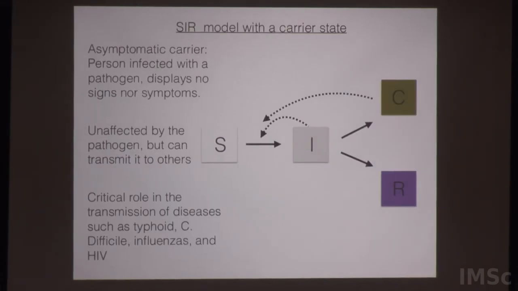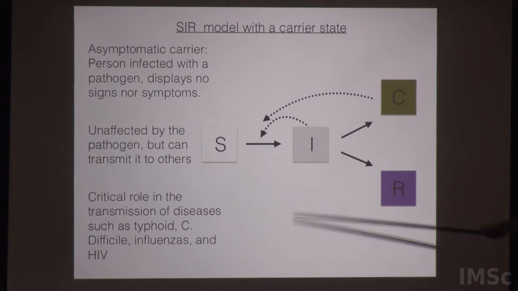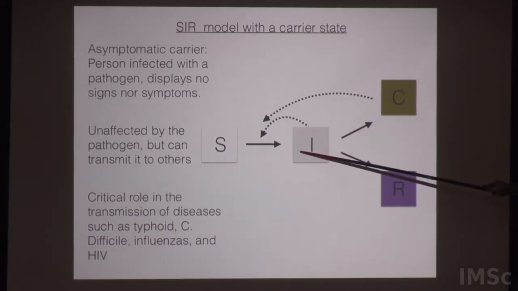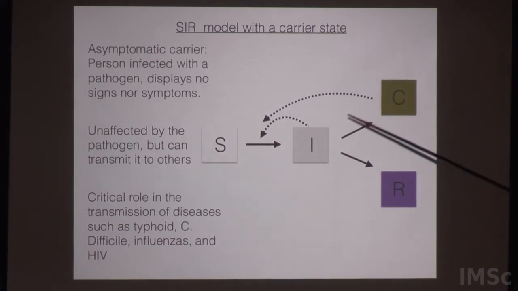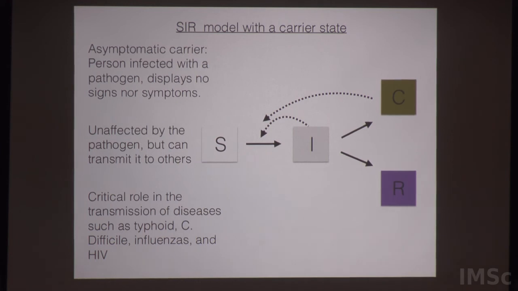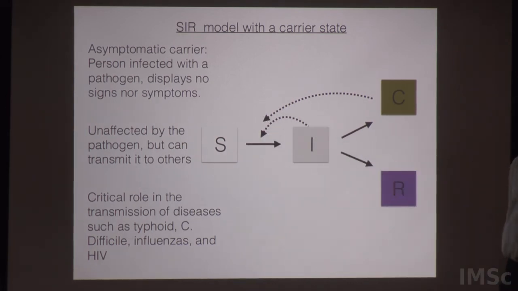Let's talk a little bit about carrier states. The carrier state is one in which you can go from susceptible to infected, but infected can move either to become a carrier of infection or you can recover from that infection. A carrier of the infection is someone who remains infected but should be in a different compartment because they are not showing any symptoms or signs of being infected. So they are unaffected by the pathogen but can transmit it to others. And this is important in the transmission of diseases such as typhoid, Clostridium, influenza, HIV, etc.